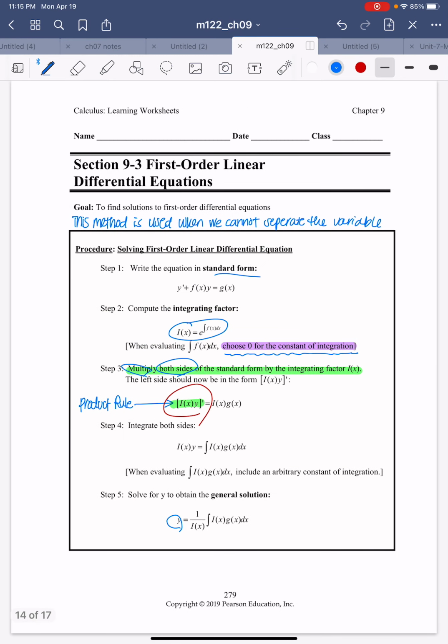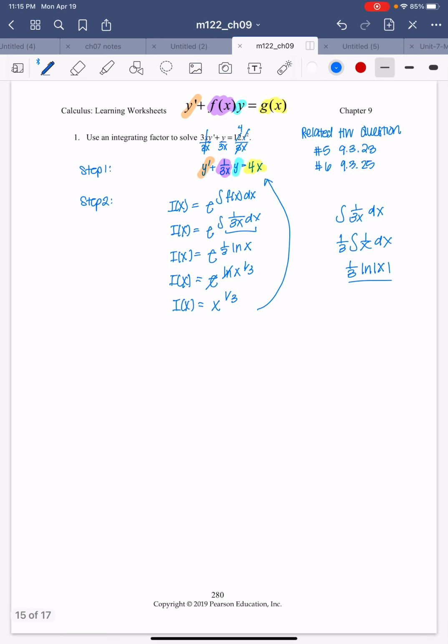So step 3, we are going to multiply both sides of the standard form by the integrating factor. So y prime plus 1 over 3x times y, whole thing multiplied by the integrating factor. And then on the right hand side we have 4x, and then we're going to multiply by x to the 1/3. So let's distribute. I'm going to have x to the 1/3 times y prime plus, now over here you have 1/3.